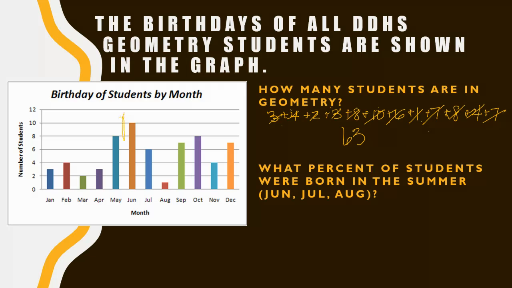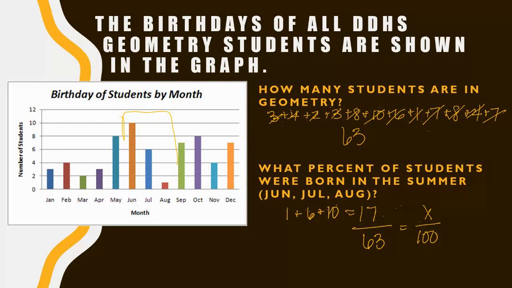Now the question is, what percent of students were born in the summer, June, July, and August? So I'm going to look just at these 3 months and see how many students that is. August has 1, July has 6, and June has 10, which when I add them all up equals 17. Out of 63 is what percent?